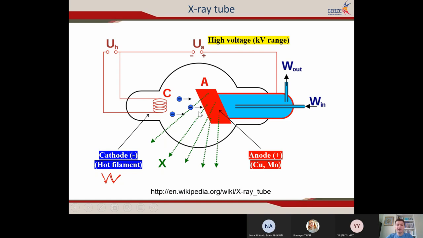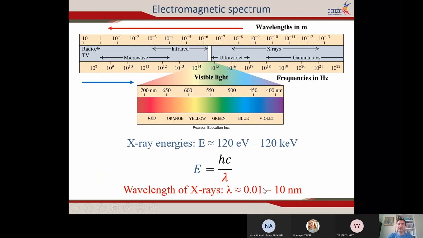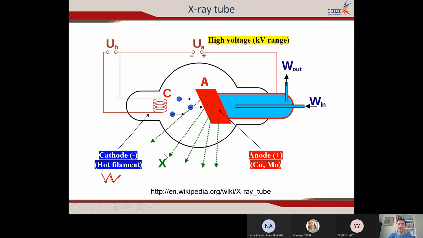Let me also talk about the anode material. This is usually chosen from copper, molybdenum, or cobalt, from such metals. The main reason is that they have characteristic wavelengths around few angstrom. Okay, I will go into detail. For example, for the copper, characteristic X-ray wavelength is around 2.54 angstrom for the copper. Okay, so it is very close to the atomic distances in the materials. For this reason, this type of materials are chosen as an anode material.